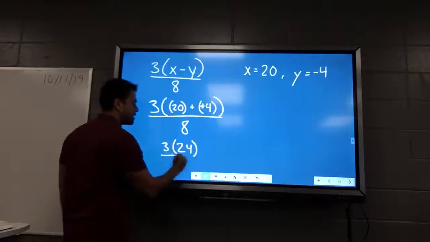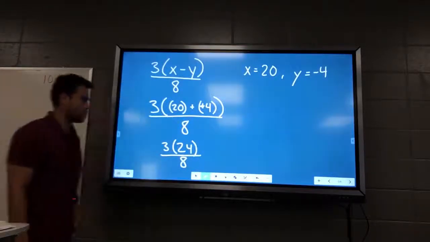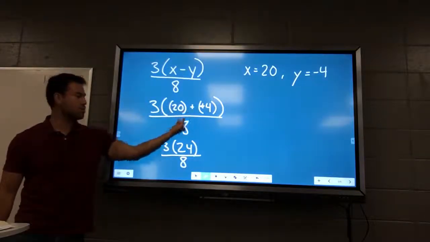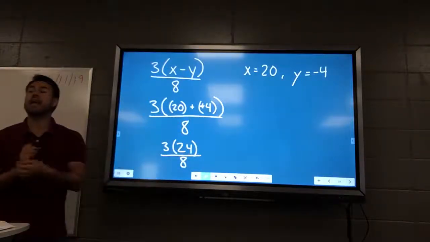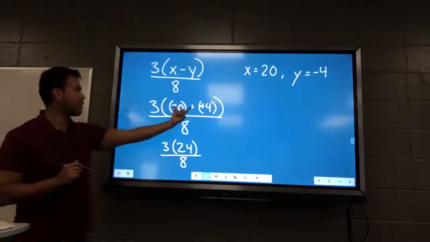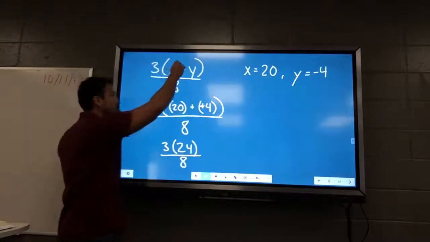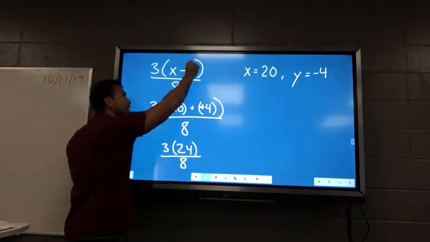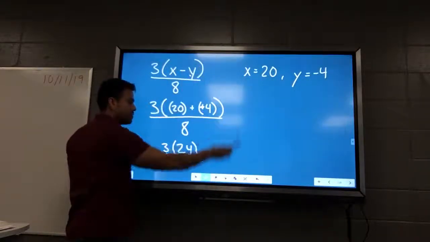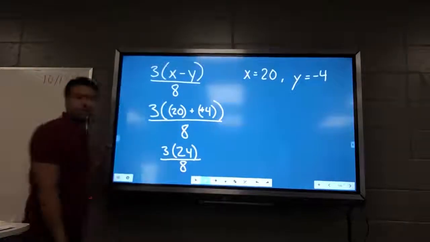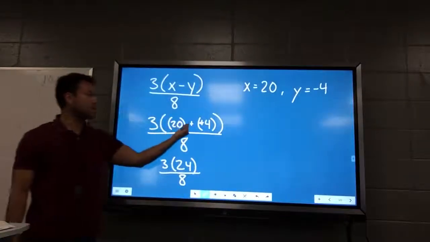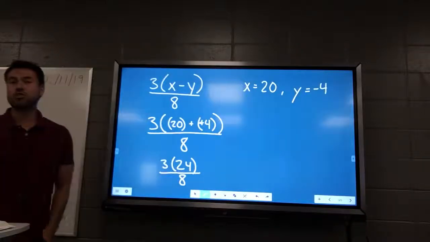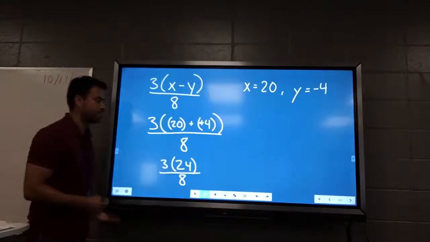And then 3 times 24 divided by 8 is my actual problem. How many of you got 16 over here? You got 16? Okay, this is what happened. You forgot your parentheses. You just said 20 minus 4, right? But it's 20 minus negative 4. 20 minus negative 4 is 20 plus positive 4. That's 24. So you got to make sure you keep that straight because then it throws it off.